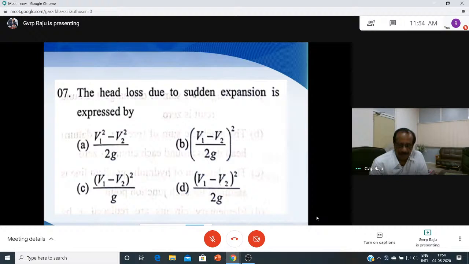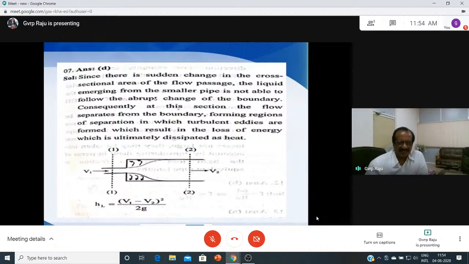This is sudden. So the velocity head loss due to sudden expansion is expressed by (V1 minus V2) whole square by 2g. The explanation here, definitely, you can straight away give the explanation, the answer is D here.